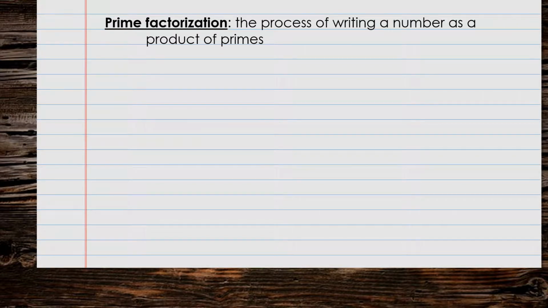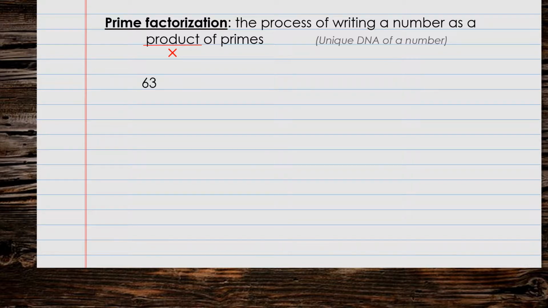Prime factorization, the process of writing a number as a product of primes. Notice the word product. Product really means multiplication. So to find the prime factorization, it really means the process of writing a number in terms of multiplication of primes. Now, I will commonly refer to prime factorization as factor trees. But what's different about prime factorization is really what you're doing is you're finding the unique DNA of a particular number.